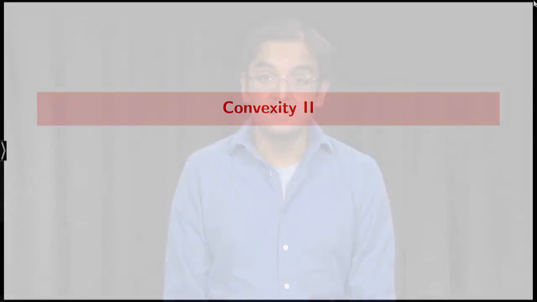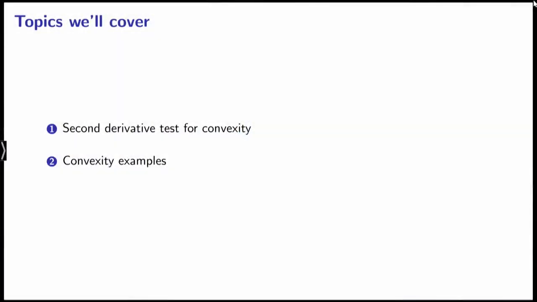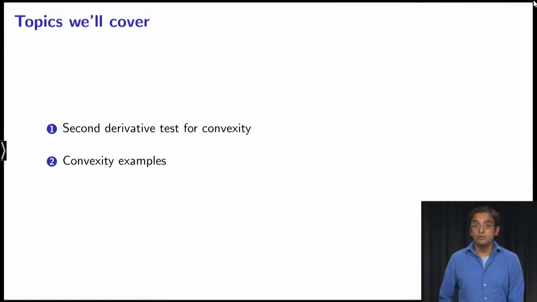A lot of machine learning is about minimizing loss functions, and the way you do that depends in part upon whether the function is convex. Today we'll see how we can check that. So we'll review the second derivative test for convexity, and then we'll go through a whole slew of examples.